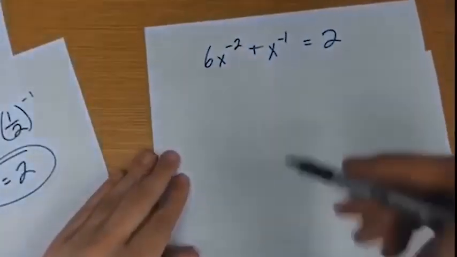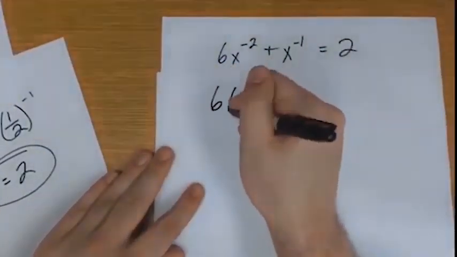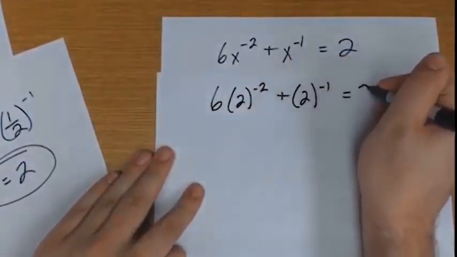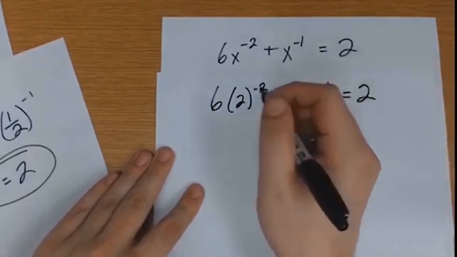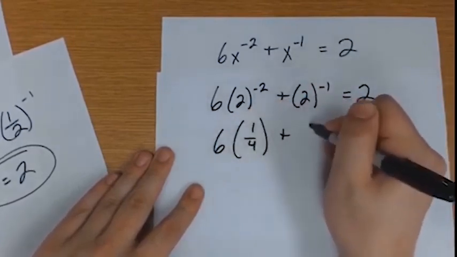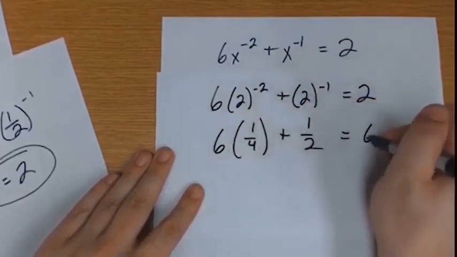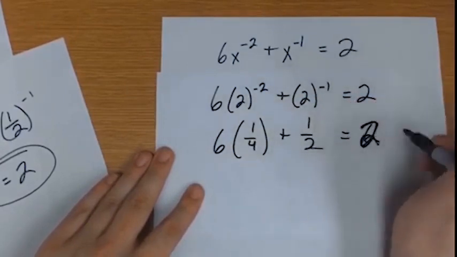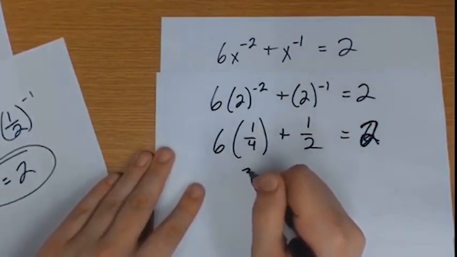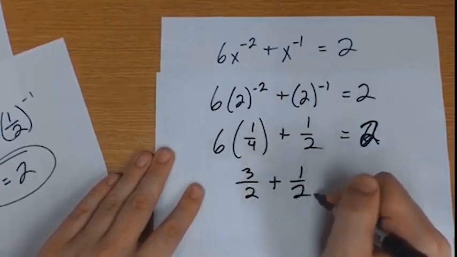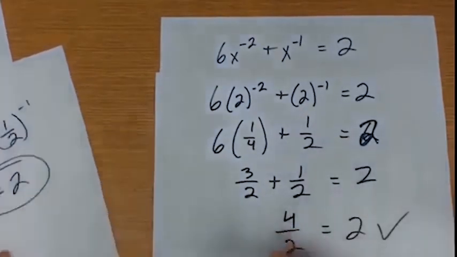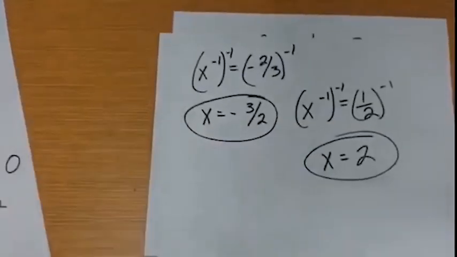If we check it with x equals 2, this would be 6 times 1/4 plus 1/2 equals 2. 6/4 is 3/2 plus 1/2 is 4/2, which is 2. So both our answers do check.